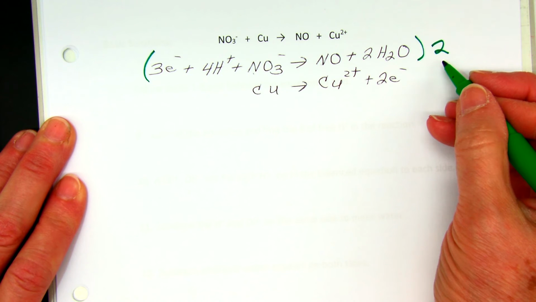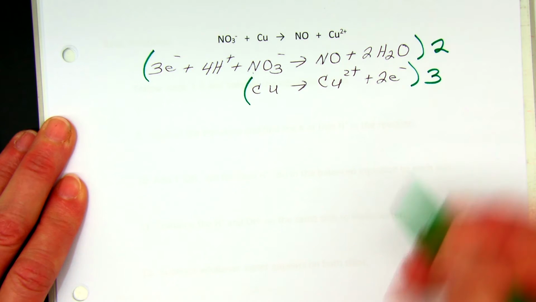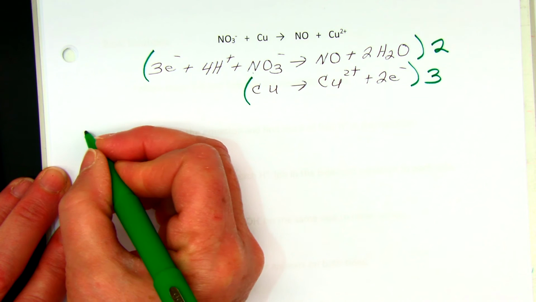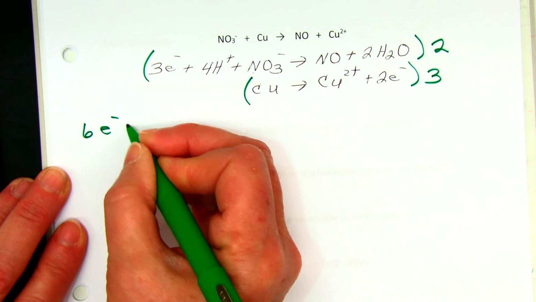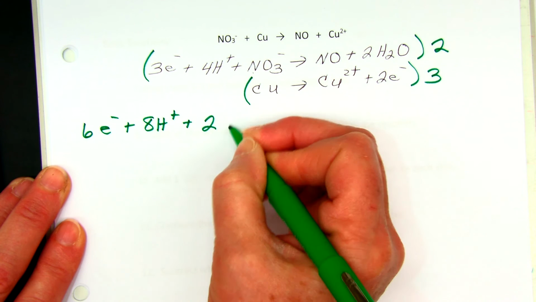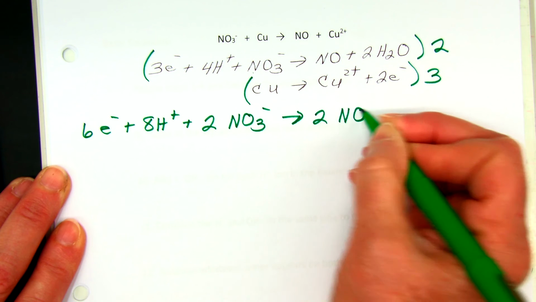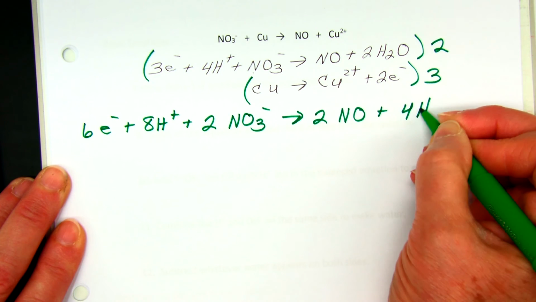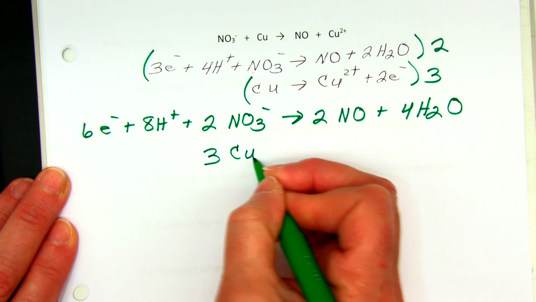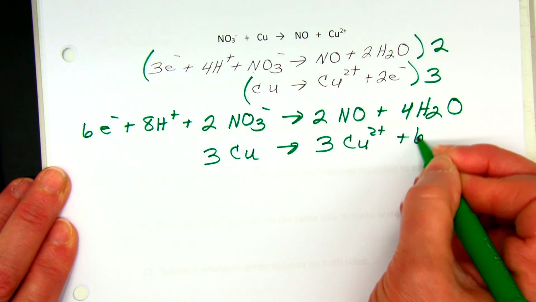Common denominator is 6. 2 times 3 is 6. Here, 3 times 2 is 6. So now I'll rewrite this. 2 times 3 electrons, that's 6 electrons, plus 8 hydrogen ions, plus 2 nitrates, yields 2 NO, plus 4 waters. Now multiplying here, 3 copper, yields 3 copper 2+, plus 6 electrons.